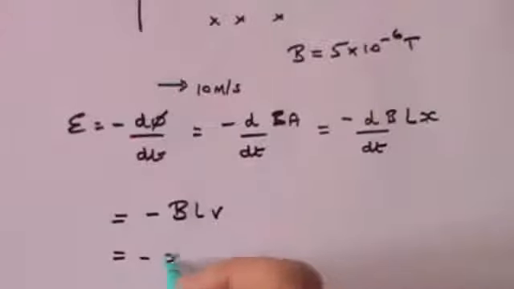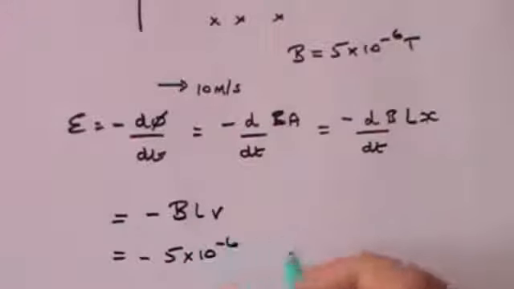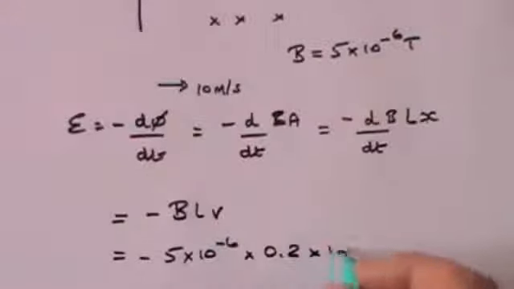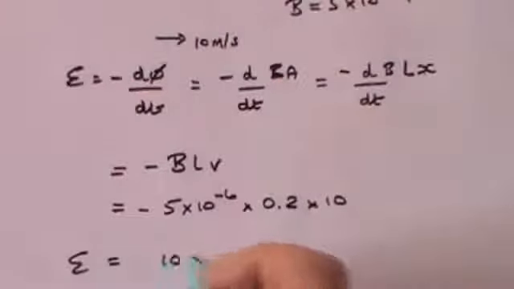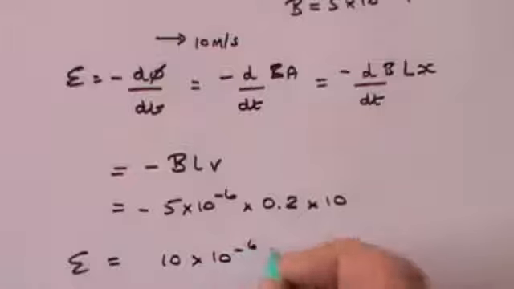B is 5 times 10 to the minus 6. The length was 20 centimeters, which is 0.2 of a meter, and the velocity was 10 meters per second. And if you put that into your calculator, you should find that the EMF so generated is 10 times 10 to the minus 6 volts.